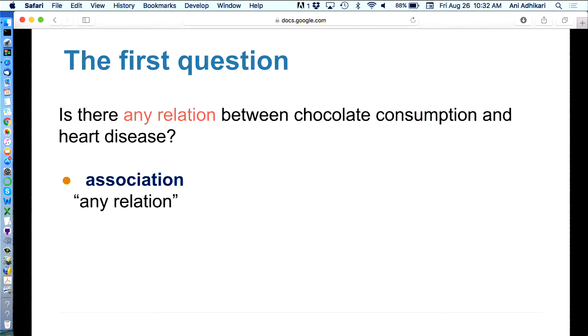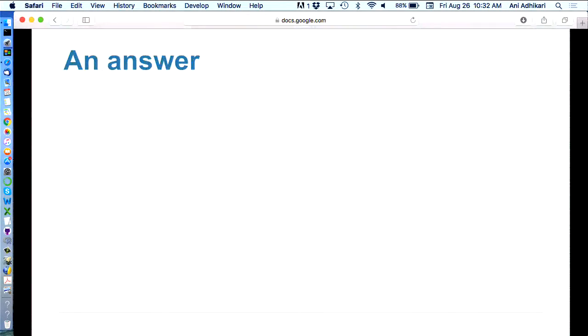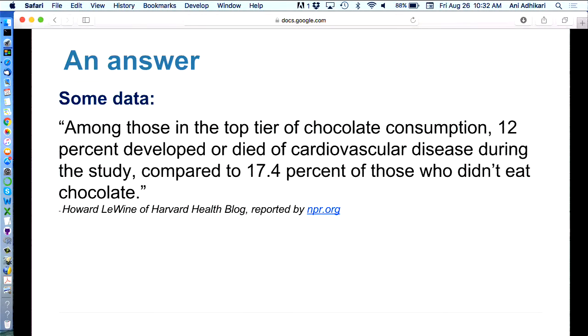Now, if you're going to answer that question, the first thing that you're going to need is a bit of data. You're going to have to look at some people who've had chocolate and see how their hearts are doing. So I'll give you some data. These are part of the data that were used in that study. I'd like you to read it, remember the question that was asked, which is, is there any relation between chocolate consumption and heart disease? And then talk to your neighbor and see what you think.